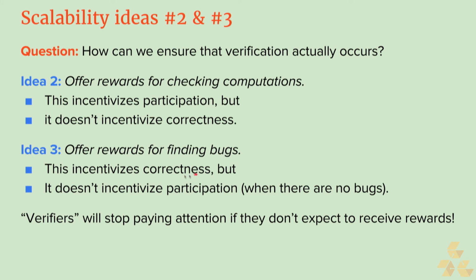So your second idea, or idea 3 I guess at this point, is to offer rewards for finding bugs. Now you have the opposite problem. This incentivizes correctness, but it doesn't incentivize participation, especially when there are no bugs. If there are no bugs, you won't find any bugs, and nobody shows up to look for them. So basically, the problem is the verifiers stop paying attention if they don't expect to receive rewards.